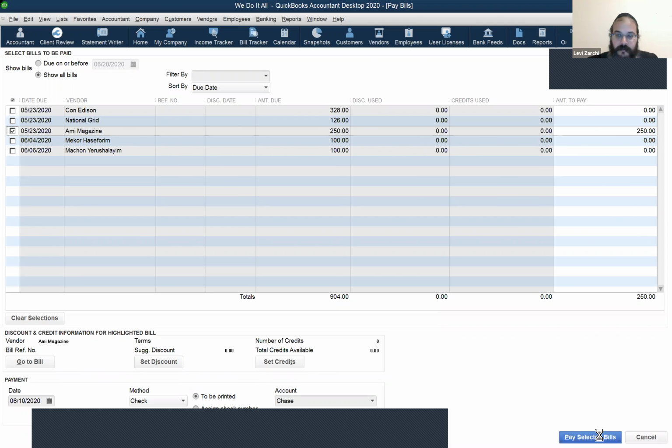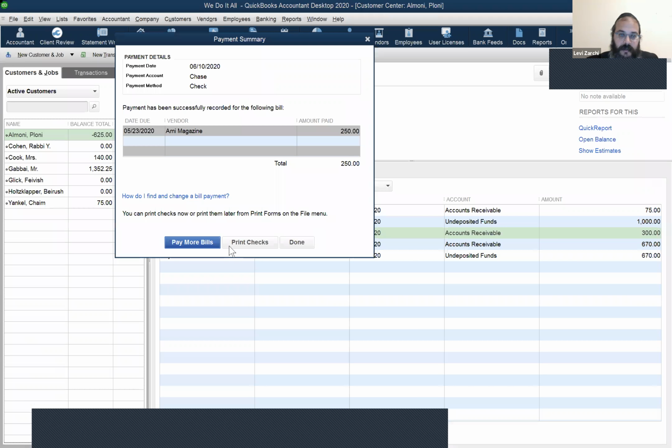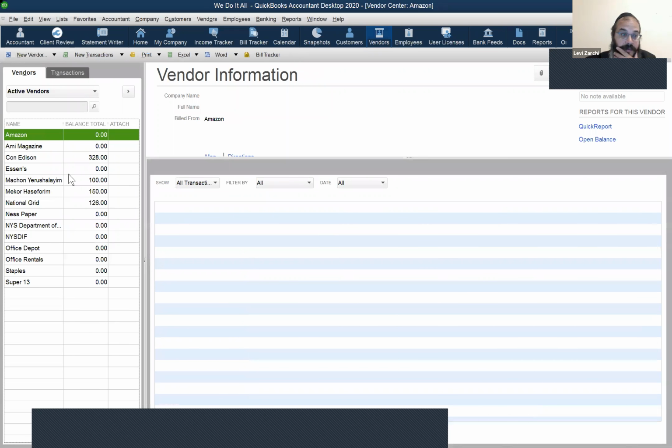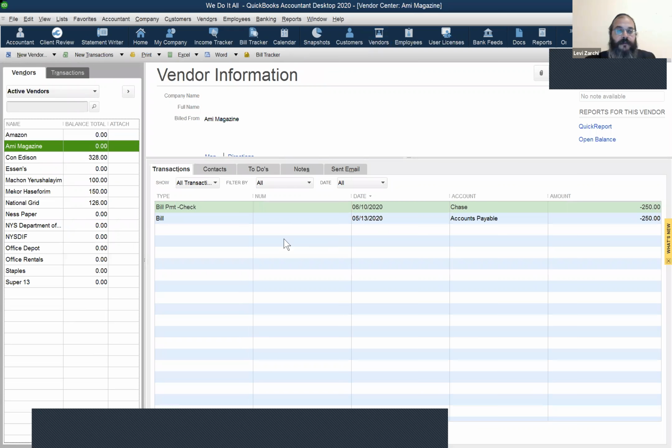Pay, select the bills. So we paid the vendor. And if we're paying more bills, you pay more bills, close. Ami Magazine doesn't exist anymore. It exists as a company. If you go to vendors, Ami has no more balance anymore. We paid them off. Ami Magazine is zero. 250. Now, what would happen if we have, let's say, take Machan Yerushalayim, okay?